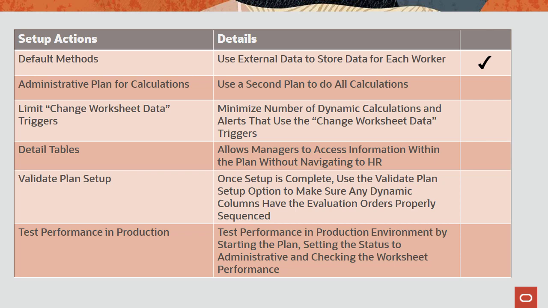Using an administrative plan for calculations. I can use a second plan to do all the calculations and return the results to the plan for managers using the cross-referencing defaulting method. Limiting the number of dynamic calculations and alerts that use the Change Worksheet Data trigger, as this is a major impact on worksheet performance. Enabling detail tables so that managers can access information within the plan without navigating to HR or scrolling through the worksheet to find the information they're looking for.